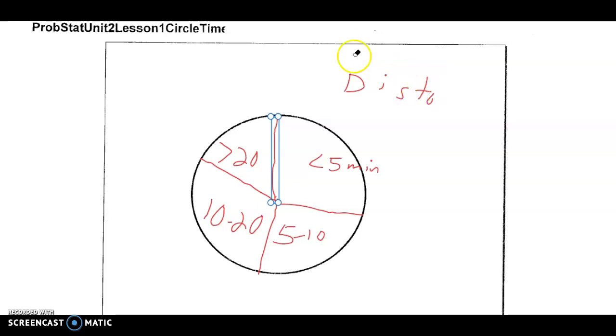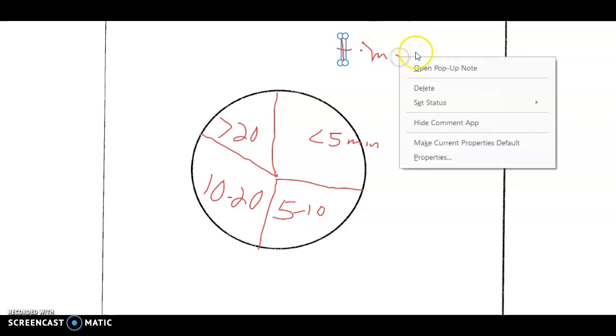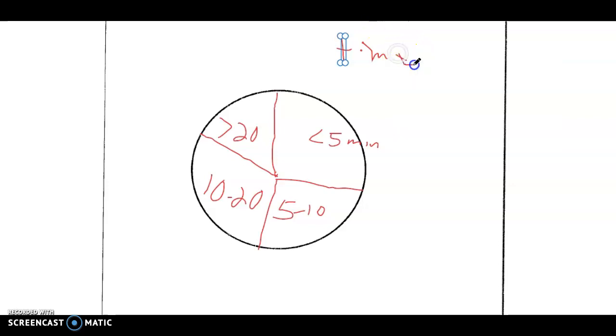I guess it's not distance, it's time, huh? Sorry about that. Having trouble with my Wacom board. Time to work. I'm using my mouse to write, which is not the most effective way to do this. Time to work.